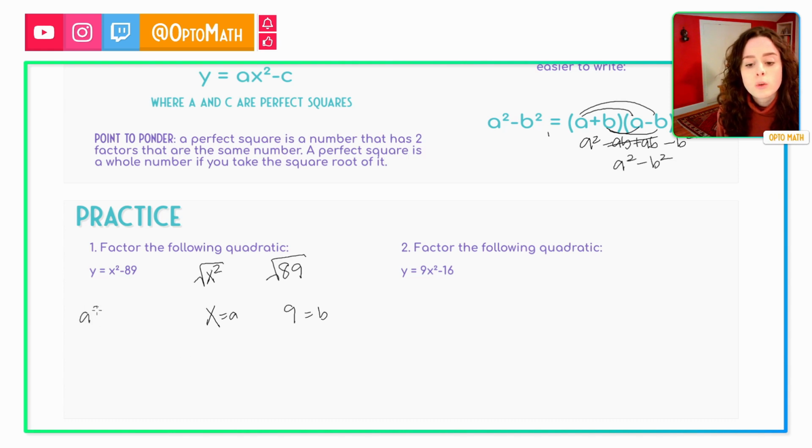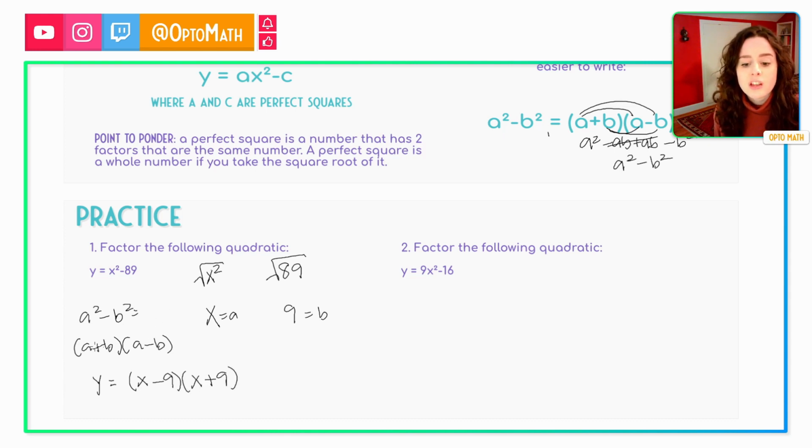So remember, a squared minus b squared is equal to a plus b times a minus b. So let's just substitute our a and b into this formula and we're done. It's that easy. So y equals a, which is x, minus b, which is 9, and now we're going to add them, x plus 9. And actually I swapped the order that I wrote here, but remember, it doesn't matter because multiplication is commutative. And these two binomials, the things in parentheses, those are being multiplied together.